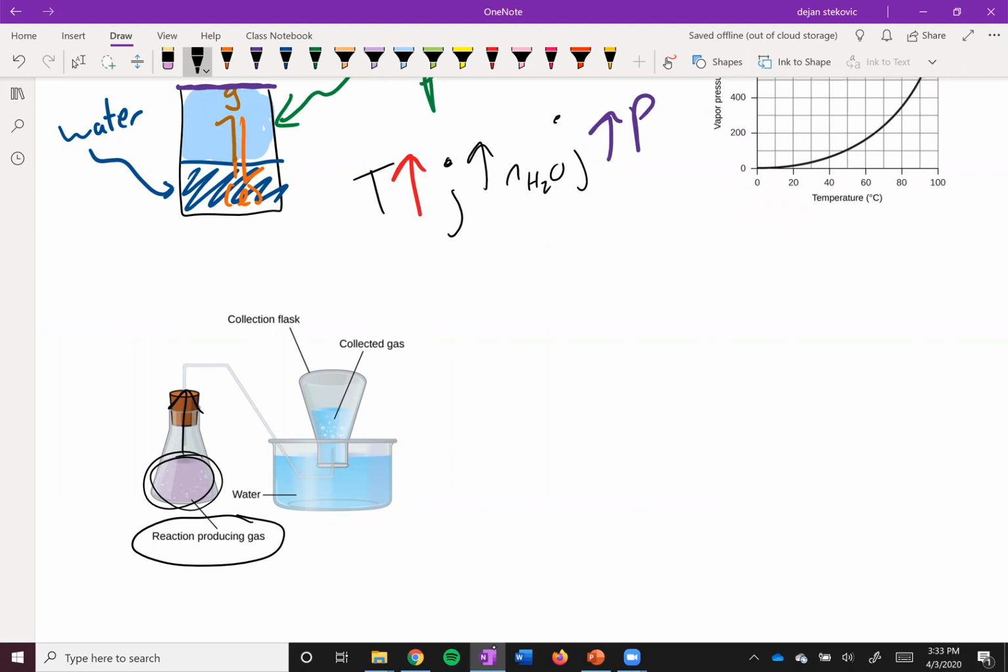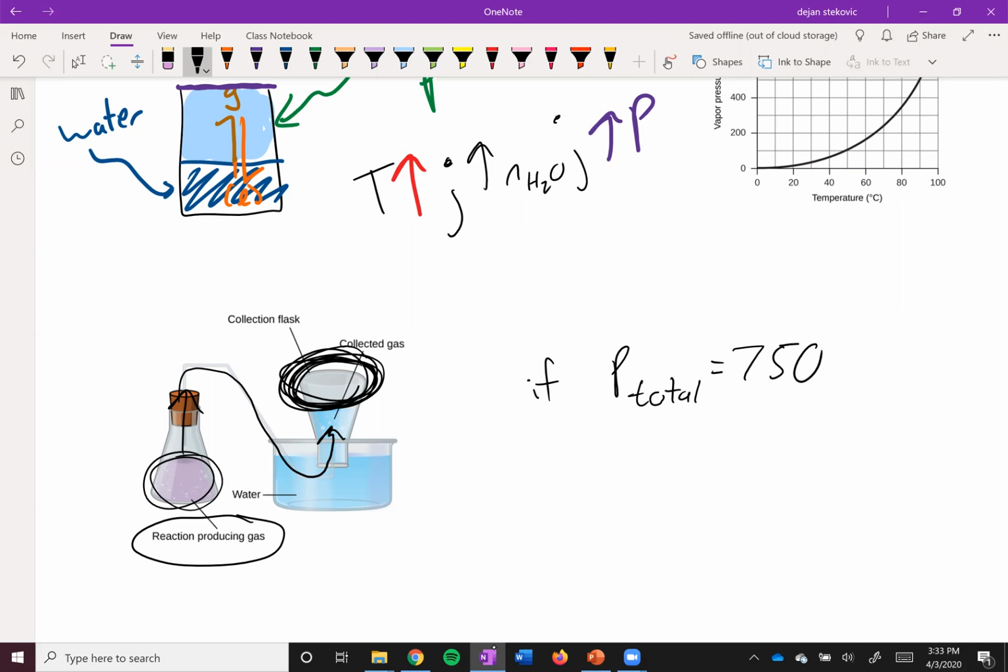Well, one way would be to force the gas through some water into a collection flask and to see what the pressure is. So say you have a pressure here of 750 torr. How much of that is from your gas versus the water? You can find the partial pressure of water through textbooks. It's a standardized piece of data. So the partial pressure of water is going to be 25.2 torr.